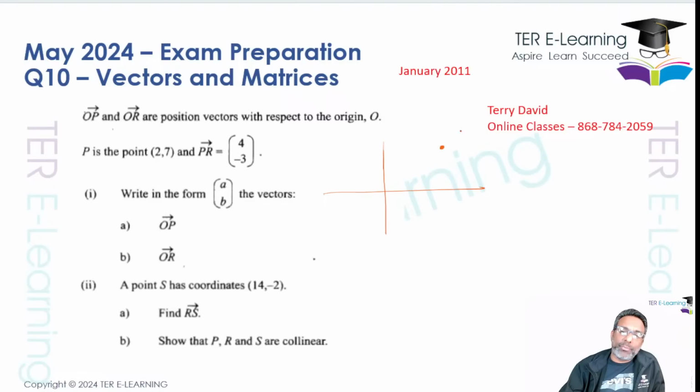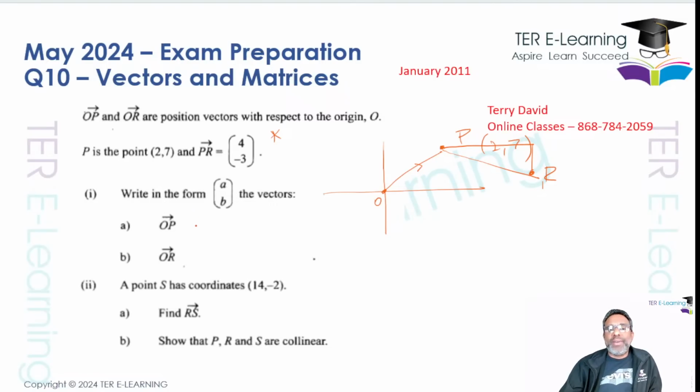So (2, 7) could be somewhere here. We can call that point P, and this is O. So P is (2, 7), and PR is (4, -3). This is a vector here, and it's PR. So if it's 4, minus 3, you're going 4 across and then 3 down. Therefore, this here is where R is. Now, this is just for me to visualize what's happening. That's all it's for. So that's PR. We want to figure out what the vector OP is.